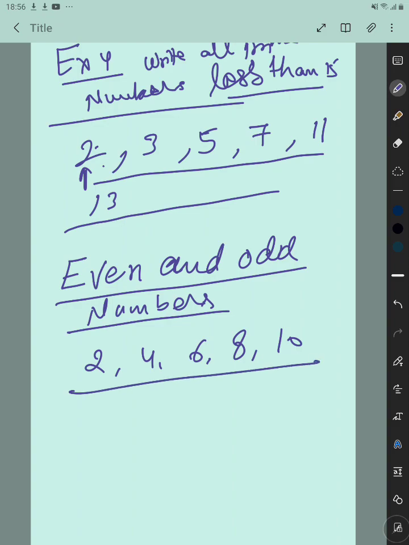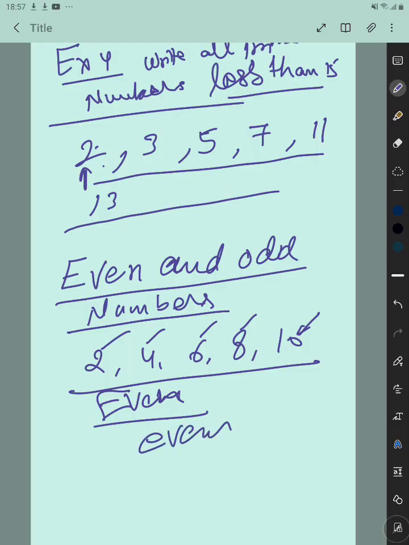These are the numbers that can be exactly divided by 2, or in other words, these are the multiples of 2. So these numbers are the even numbers. And you need to remember that for any number, however big, if the unit digit is any of these digits, 0, 2, 4, 6, 8, then that number can be divided by 2, and those numbers will be called even numbers.